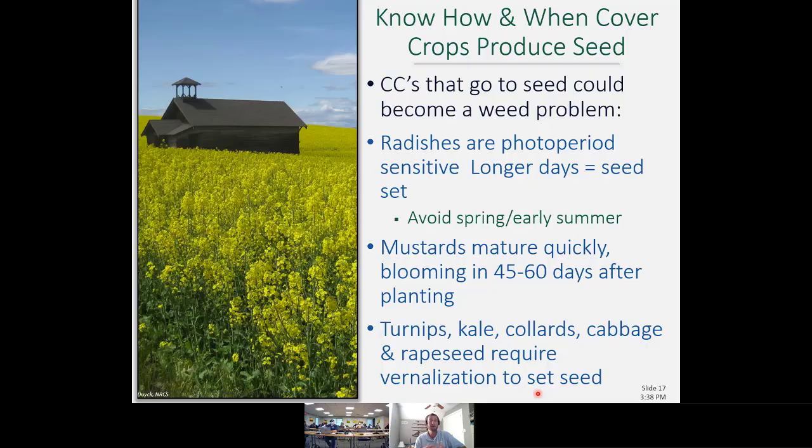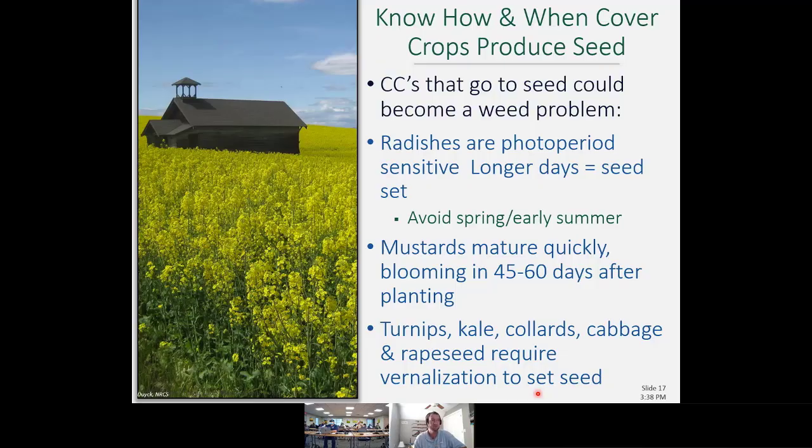Well, I learned, to your benefit at my expense, I guess you could say. So we need to know how and when cover crops are going to produce seed. So, cover crops that could go to seed could become a weed problem. And we have to think about those things like radishes.